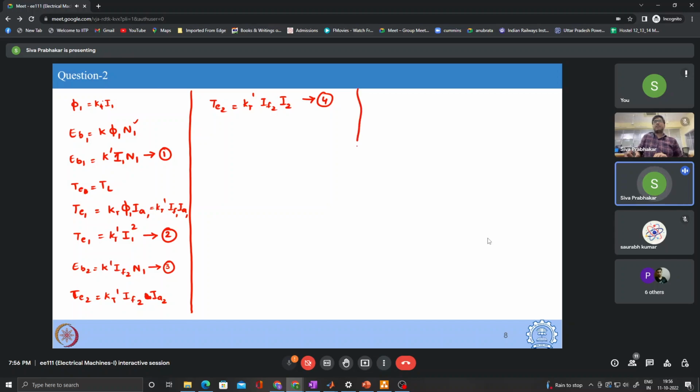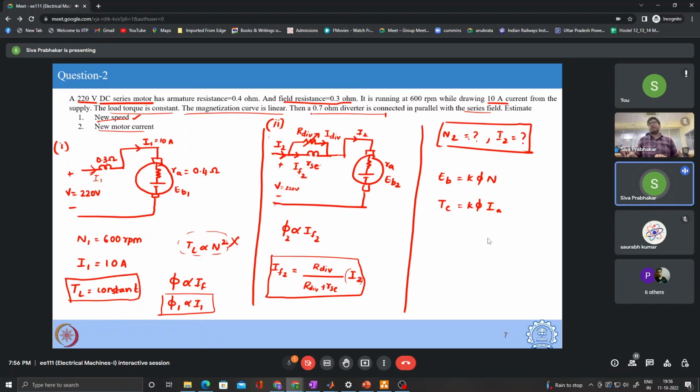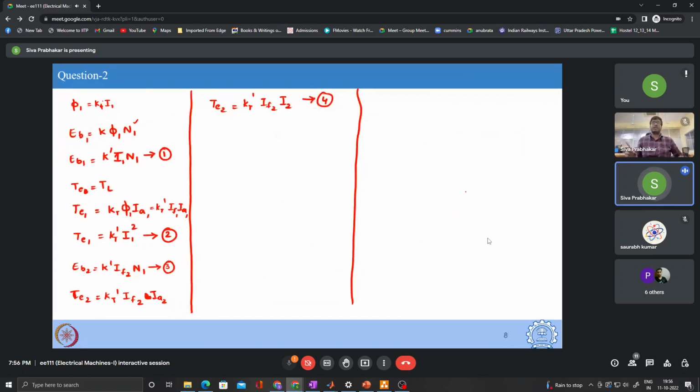Is there any doubt so far in writing these equations? I am just using the basic equations and giving suffixes 1 and 2 for the two cases. Is there any doubt in writing these equations, or in substituting any of these values?